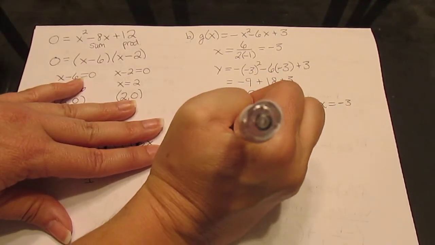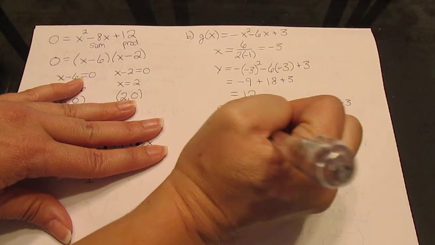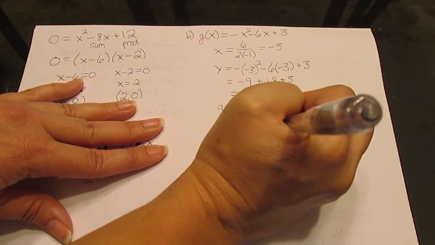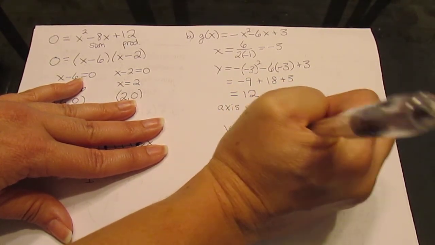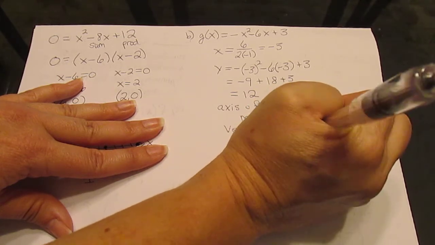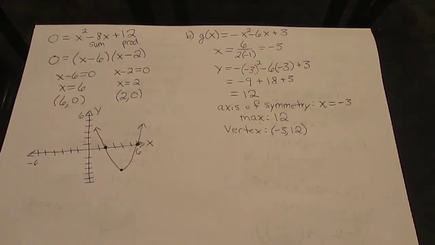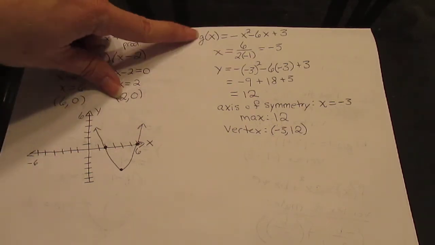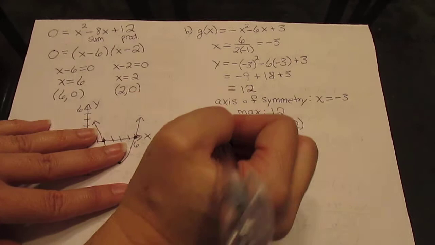And let's go ahead and just write down our vertex. We didn't officially write it down yet. So it was -3, 12. And all we've got left to find are the x-intercepts. So again, we'll set our equation equal to 0.